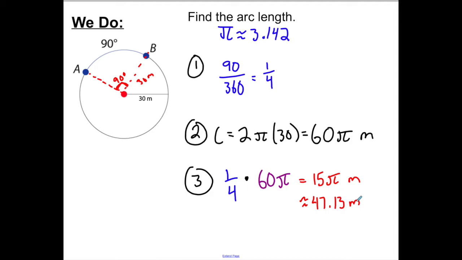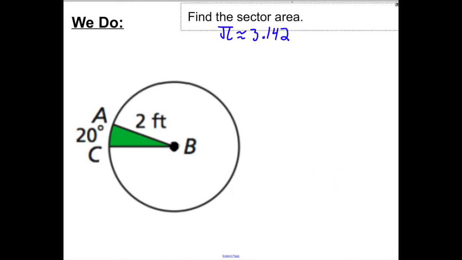Please make sure you understand what I did here in terms of the problems. When you're ready, I'm going to move on to the next problem. All right, so another one for us to do. Here, notice I only want the sector area. I'm going from ones where I do both to ones where we practice doing one at a time. This is going to be my last we do, and then I'm going to turn it over to you.